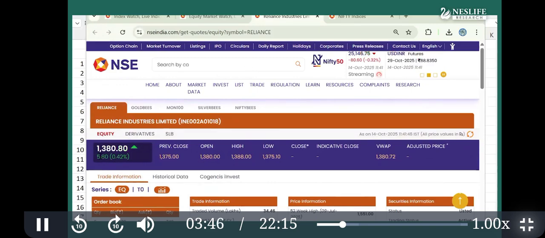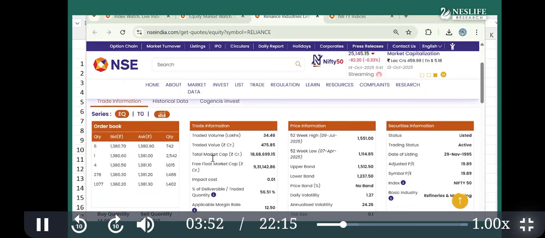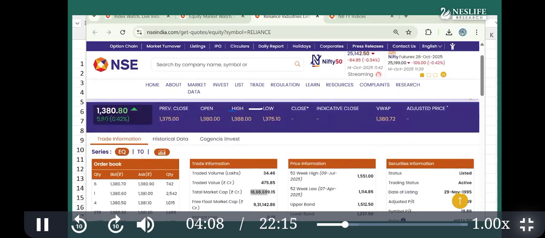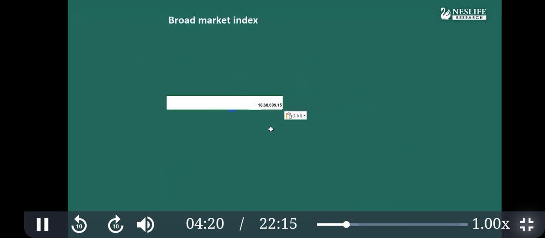Reliance Industries share price is 1380. Now Reliance has some shares. How many shares? This is the total market capitalization. So you understand total market capitalization is equal to share price multiplied by total shares. Okay, so I'll just calculate over here. So this is the price. And I'll take the total market capitalization, which is already calculated by the National Stock Exchange. First, I'll explain what is total market capitalization. This is the total market capitalization, and the price was 1380.